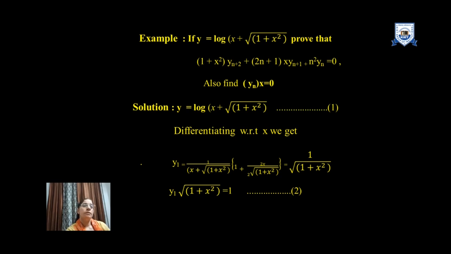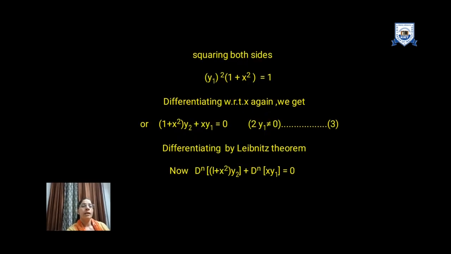We have this example, y equals log(x + root(1 + x square)). We have to prove this identity and also find the nth differential coefficient at x equals 0. For this identity, we first differentiate one time, second time, and then use Leibniz theorem. We differentiate this one time, then after simplification we get y1 root(1 + x square) equals 1. Given the function, this is equation number 1, and the equation which has y1, this is equation number 2. Then again squaring and again differentiating, we get an identity in y2 and y1.